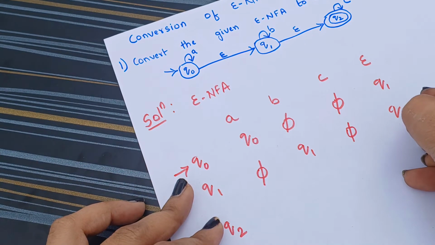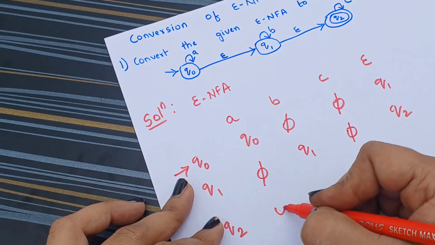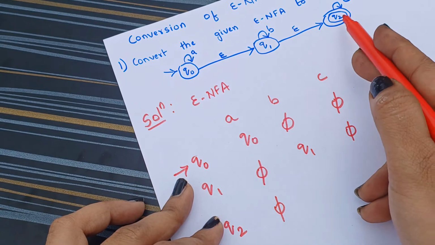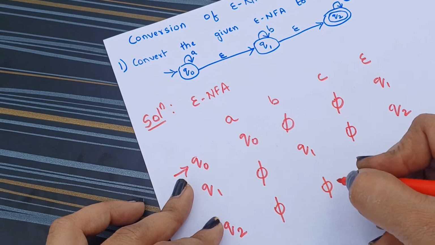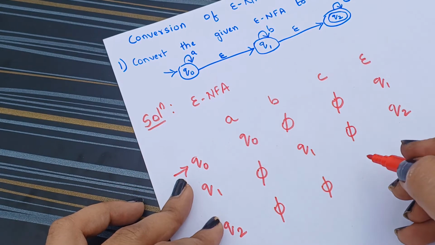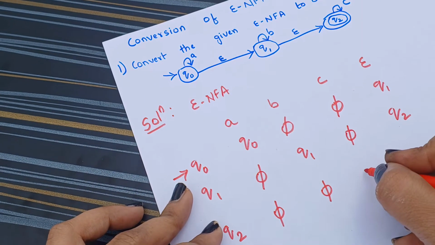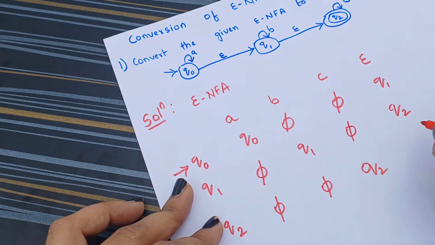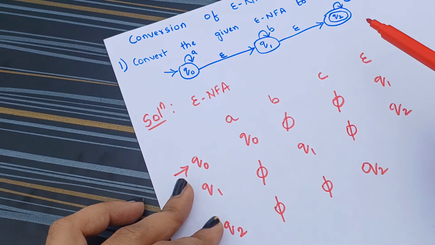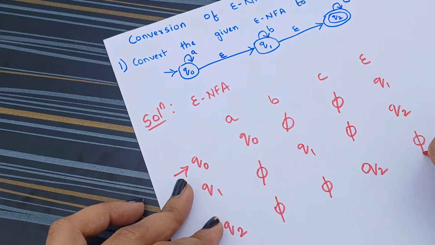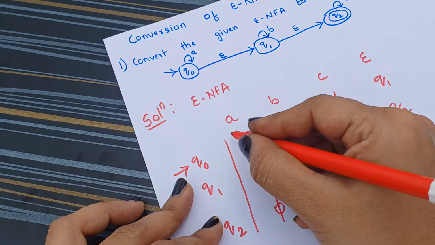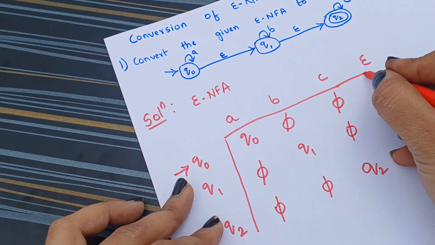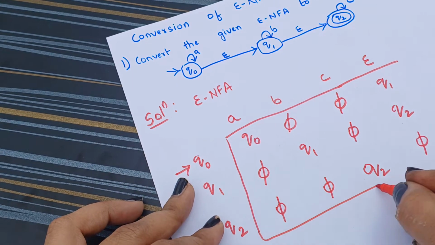Q2. Q2 on A, it is not going anywhere. Q2 on B, it is not going anywhere. Q2 on C, it is going to itself, so Q2 on C is Q2. And on epsilon, it is not going anywhere, no epsilon transition, so phi. So this is our transition table for the epsilon NFA.